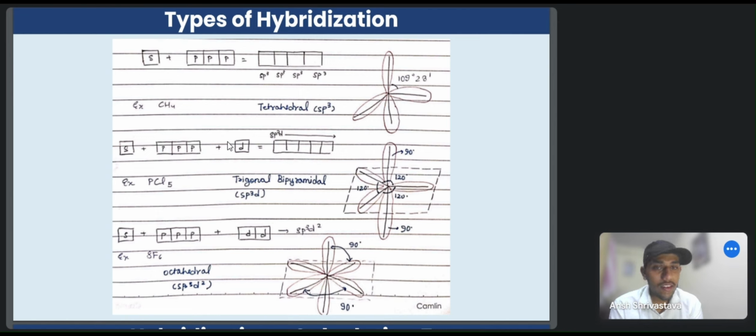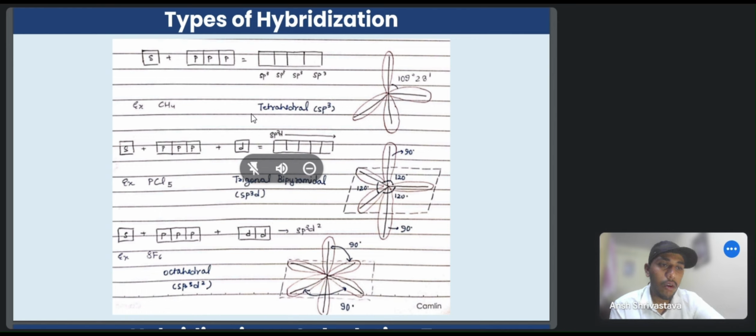The next type is sp3d hybridization. In this hybridization, we have one s combined with 3p and one d orbital, which results in sp3d hybridization. As you can see here, the geometry is trigonal bipyramidal because we have three bonds formed in one plane and two bonds formed perpendicularly. So three bonds have a bond angle of 120 degrees, while two bonds have an angle of 90 degrees. An example of this geometry is PCl5.